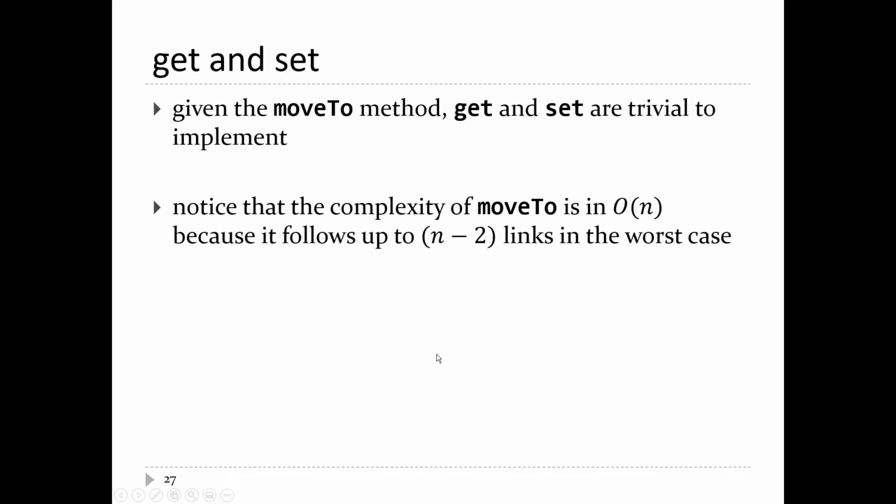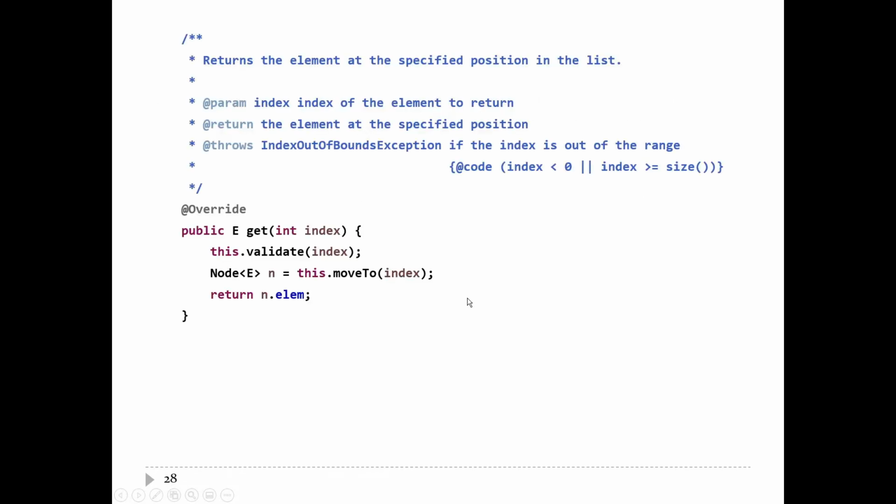So given the move_to method, methods like get and set are trivial to implement. Now, if you look at the complexity of move_to, you should realize that move_to has complexity in big O of n, because it has to follow up to n minus 2 links in the worst case. And that means get and set are also going to be in big O of n. The get method is easy to implement once you have move_to. You simply validate the index, then you move to the node at the given index, and then return the element that's in the node.